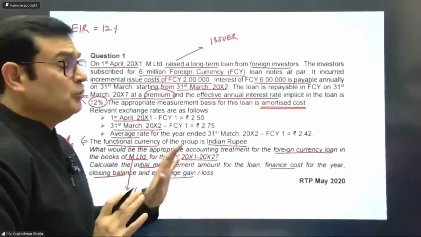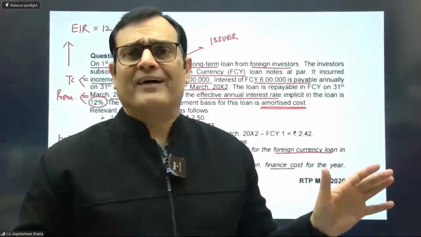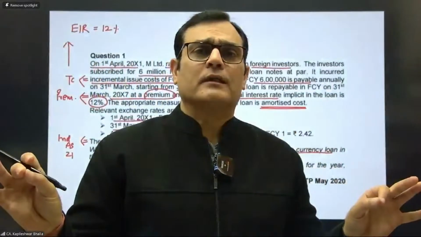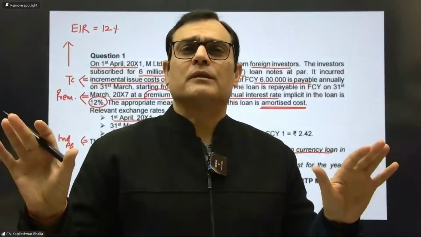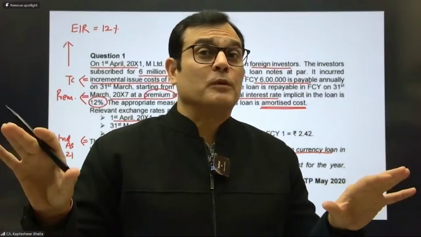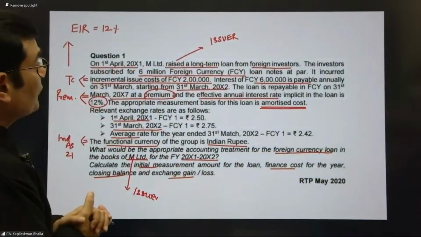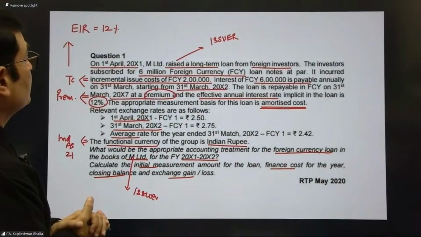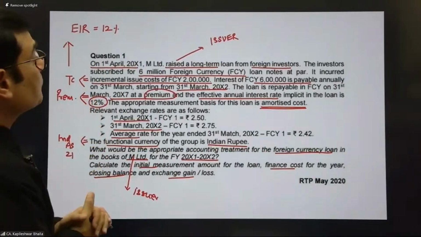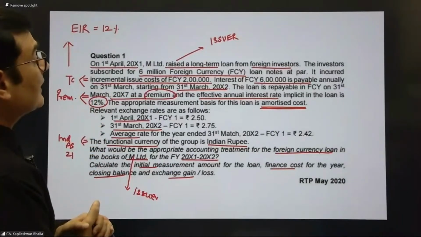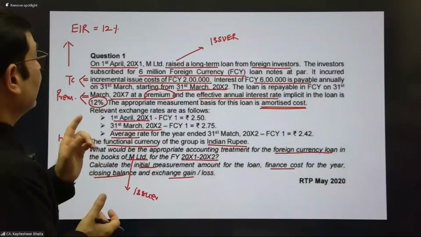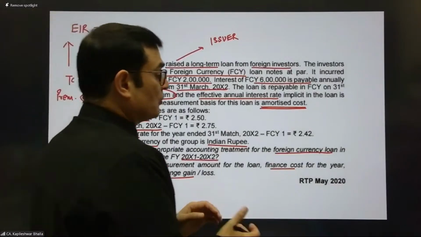So first, let's even forget about the fact that there is any kind of foreign currency. Just make the ledger account the way a normal ledger account would be made. So let's begin. It says on 1st April, you raised a long-term loan for 6 million, that is 60 lakh currency units, and it incurred an incremental cost of 2 lakh.